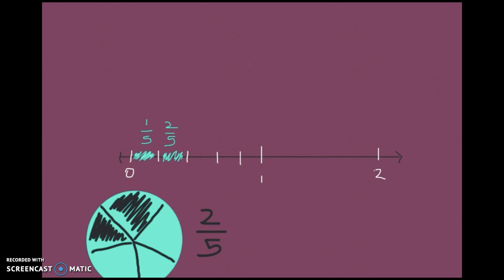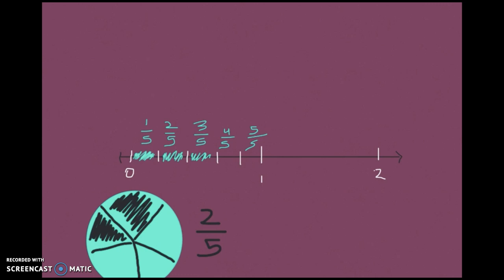And I could keep going, so right over here, it would be 3/5 and 4/5. And I could call this number right over here 5/5, because I've gone 1, 2, 3, 4, 5 equal sections towards 1. So this is 5/5. You might say, wait, but 5/5, we've gotten to 1, and that is exactly right.